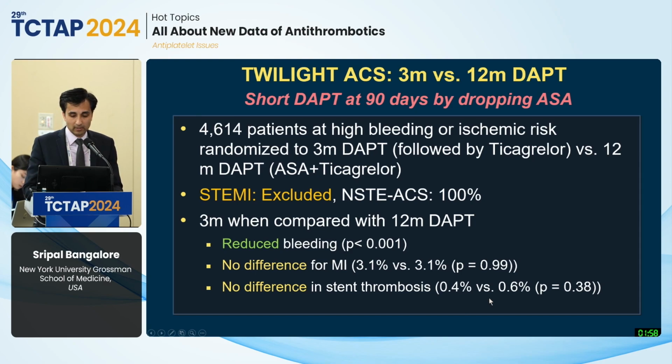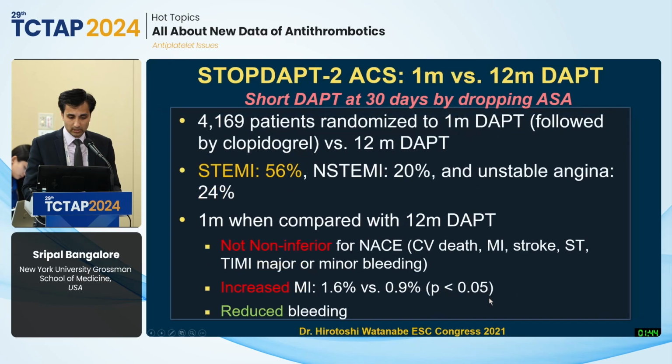So at 3 months, aspirin was dropped. So this was continuation of ticagrelor versus aspirin plus ticagrelor. So 3 months DAPT compared to 12-month DAPT reduced bleeding, and there was no difference in MI and no difference in stent thrombosis. The STOP-DAPT2 ACS trial had around 56% of patients with STEMI.